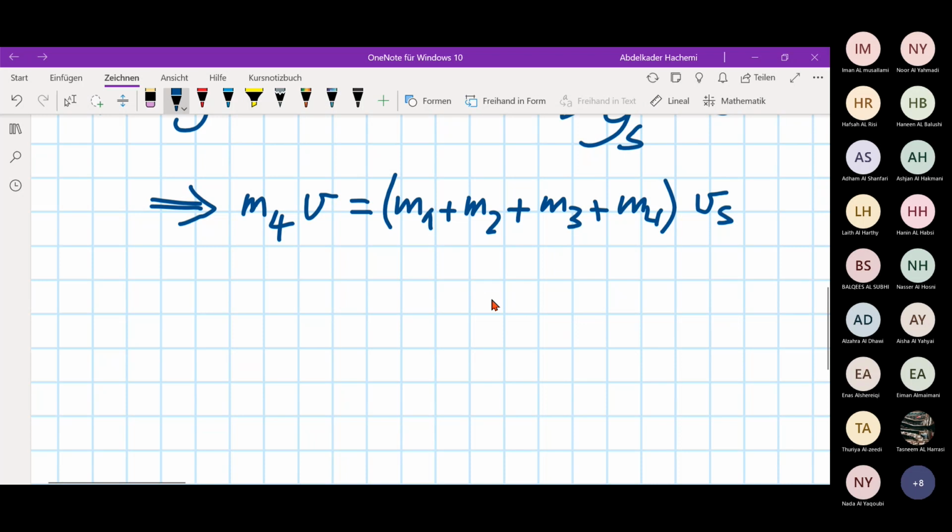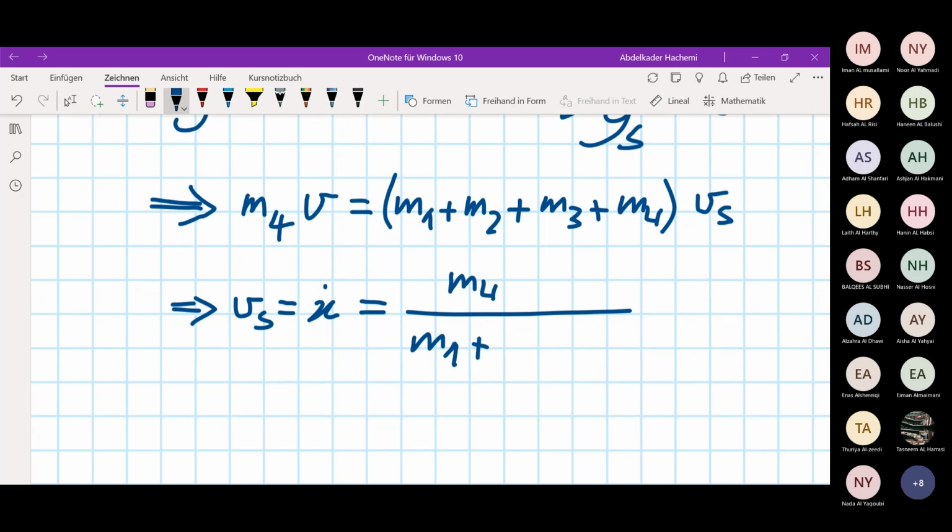Then it means here we can write that Vs, which is only x dot, will be equal to m4 divided by (m1 + m2 + m3 + m4), and this multiplied by the velocity v.